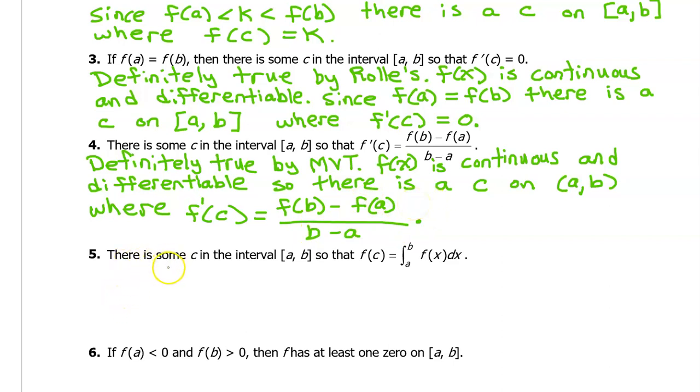Number 5. There is some c in the closed interval from a to b so that f at c is equal to the integral from a to b of f of x dx.